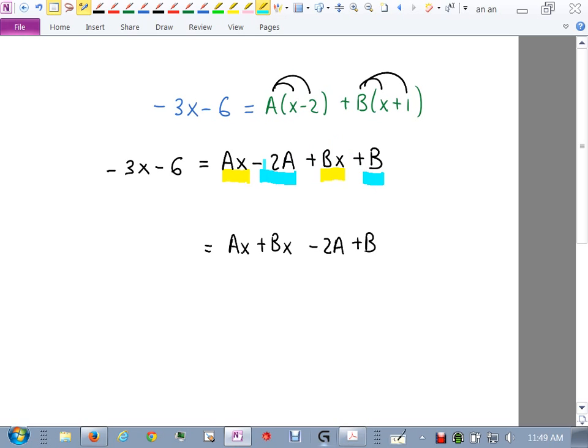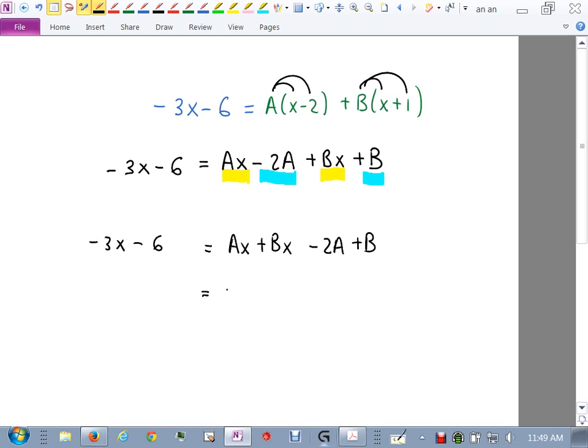Why are those like terms? They're really both numbers, aren't they? These are both just numbers. a is a number, b is a number. You put them together, it's a number. So these are like terms. If I knew what they were, I'd put them together. And here, these both have the x, so I can put them side by side. The left side of this is still negative 3x minus 6.